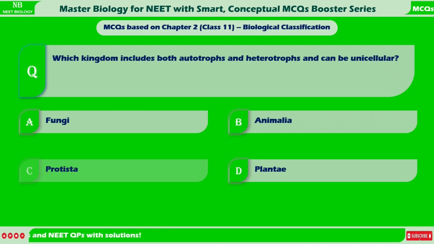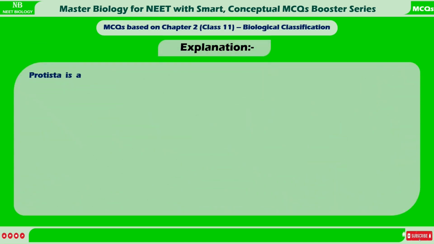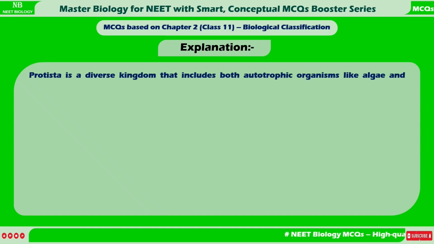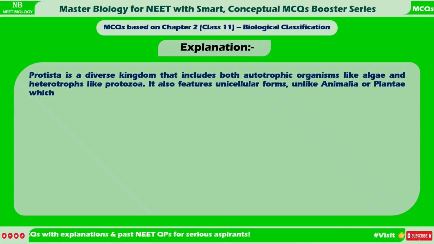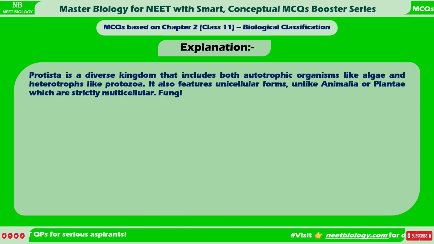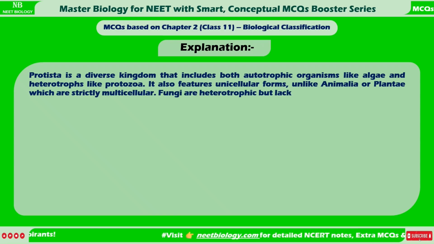Correct answer is C. Protista. Explanation: Protista is a diverse kingdom that includes both autotrophic organisms like algae and heterotrophs like protozoa. It also features unicellular forms, unlike Animalia or Plantae, which are strictly multicellular. Fungi are heterotrophic but lack autotrophic members.